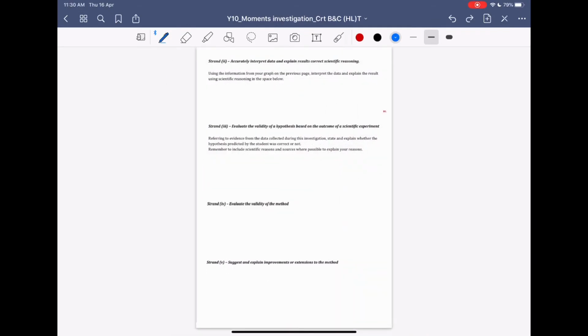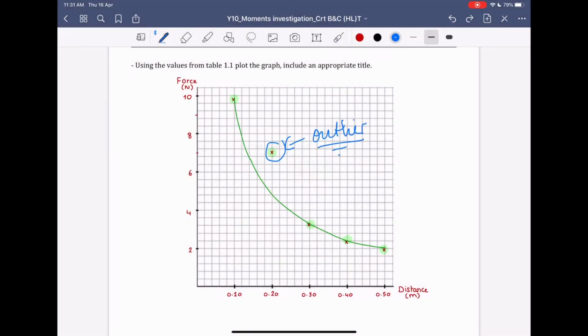Now for criterion C strand 2, you need to accurately interpret data and explain results using correct scientific reasoning. This is done by analyzing the graph and seeing the pattern that your graph had. Now, this is not a line graph, that's a curve. That's for one. And the curve has a logarithmic pattern. A logarithmic pattern is a pattern that shows that as the value of the x-axis increases, the value of the y-axis decreases.